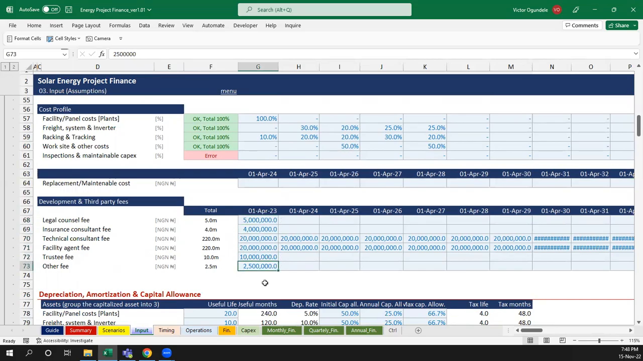So here, this is what we have. There are some costs that the project will always need to keep paying. So for this one, they are saying technical consultants, you'll be paying them every year. So every year you must pay them 20 million, 20 million. Same thing for the facility agent. So there are some that you just pay at the start of the project, and that's all. So all this legal fee, insurance fee, you need to pay them.